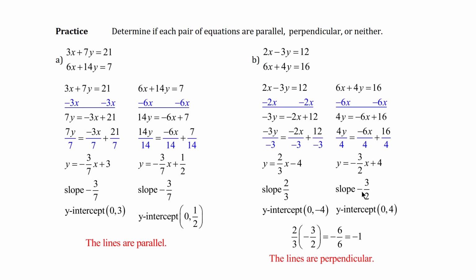Now we need to check if they're perpendicular. So we need to multiply the two slopes together. Here I have 2 over 3 times negative 3 over 2. This equals negative 6 over 6, which simplifies to negative 1. Because the product of the slopes is negative 1, this indicates that the lines are perpendicular.